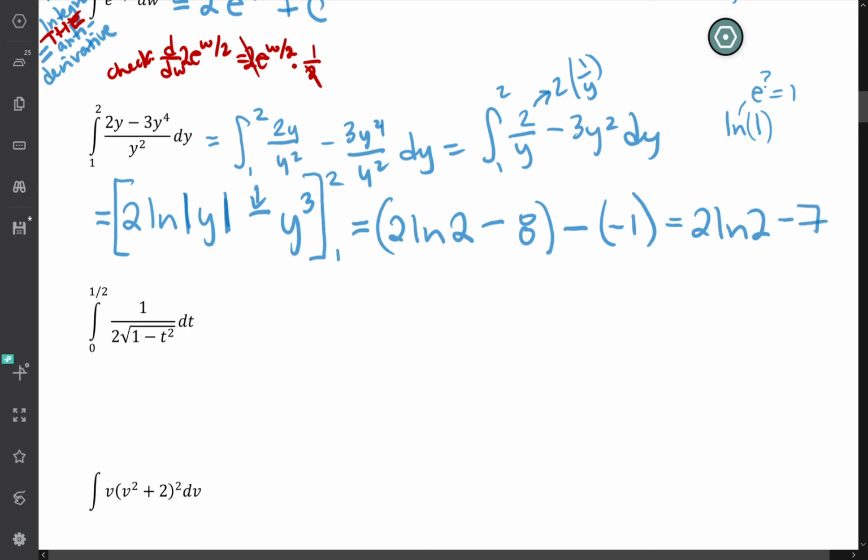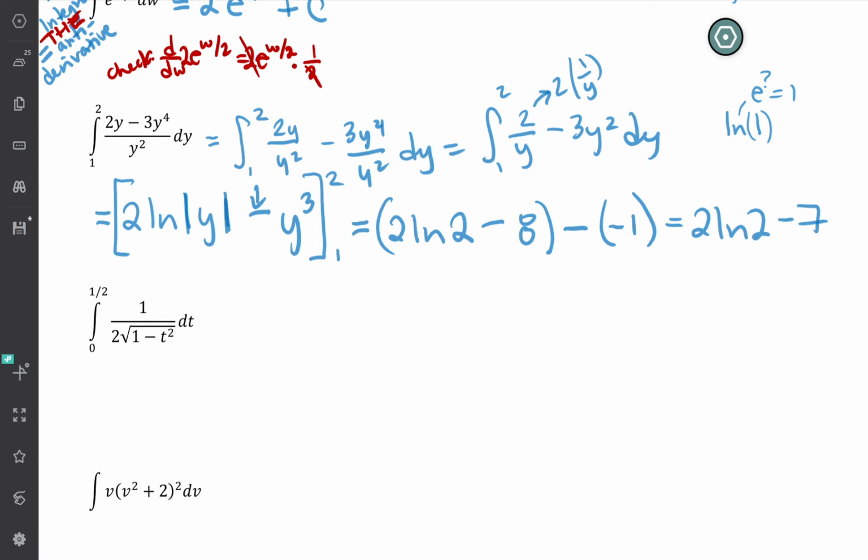And again, on definite integrals, you just pick any old antiderivative you want. So it's deliberate that I'm not putting a plus c on those. Whereas for indefinite integrals or antiderivatives, you need that plus c. Okay.